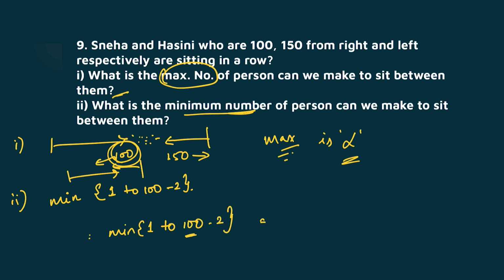Since they are asking for minimum, we take 100. Since 100 is a small number when compared to 150. 1 to 100 minus 2, and the answer will be: the minimum number of persons we can make to sit between them is 1 to 98.